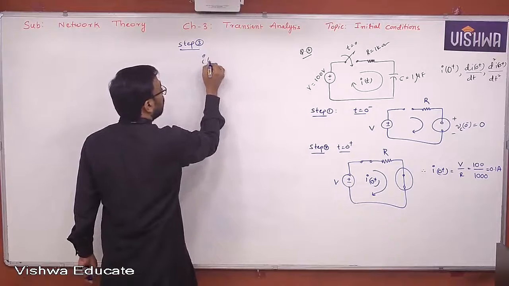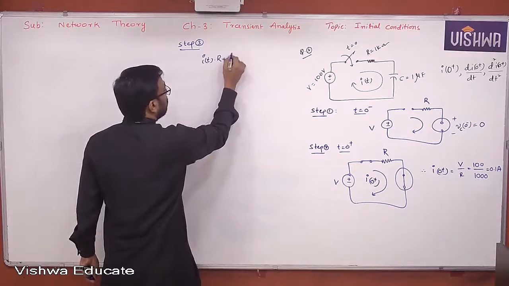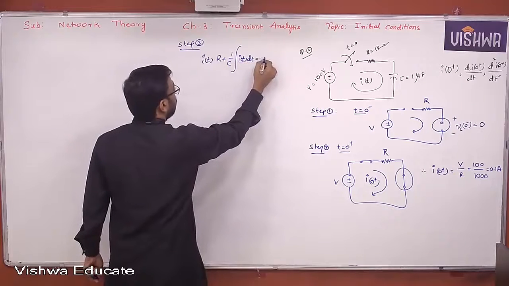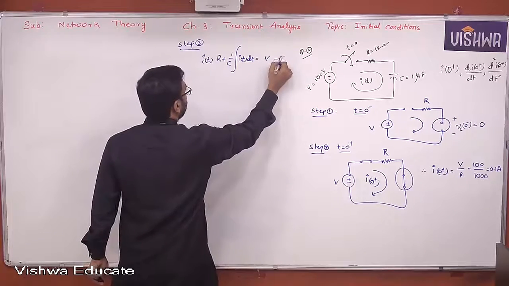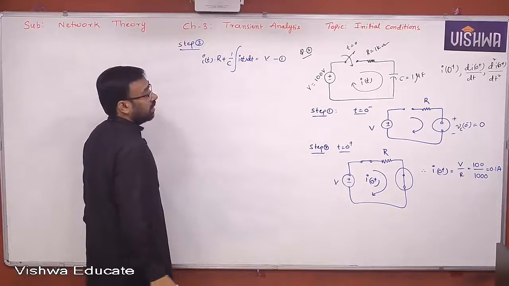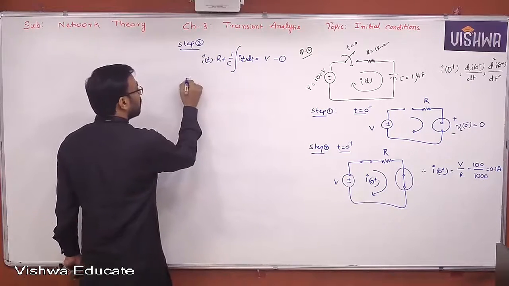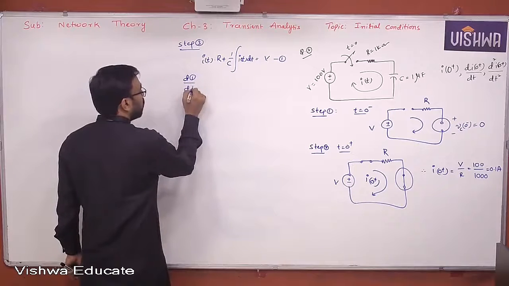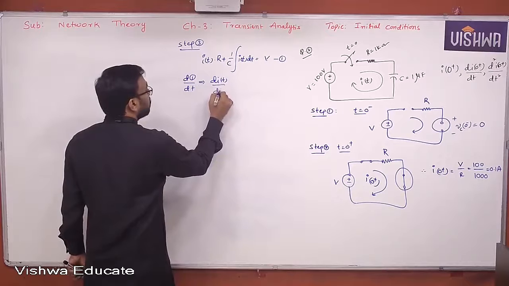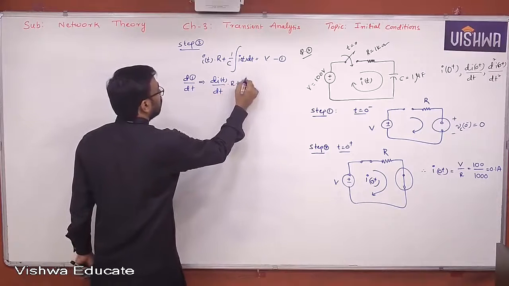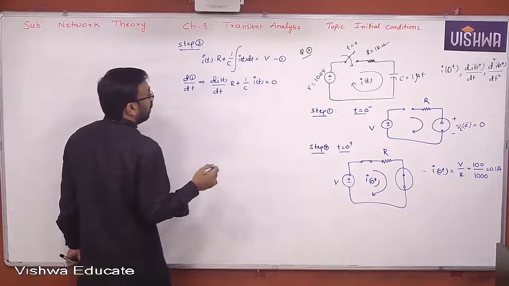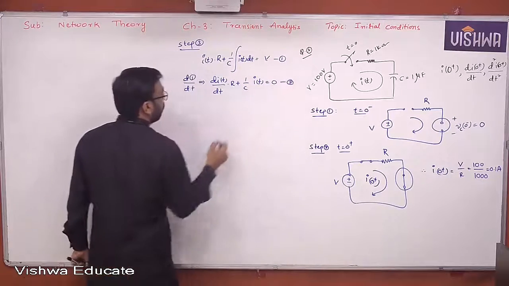So what do you get here? I(t) into R plus 1 by C integral I(t) dt is equal to V. Equation 1. Since you do not have your desired term di(t)/dt, let us differentiate equation 1 with respect to t. What will you get? di(t)/dt into R plus 1 by C I(t) is equal to 0. Now you call it equation 2.